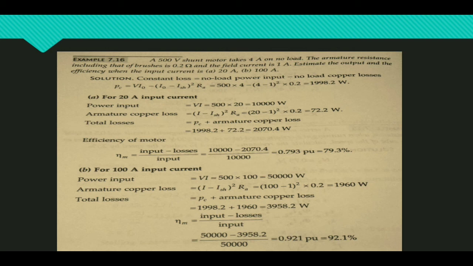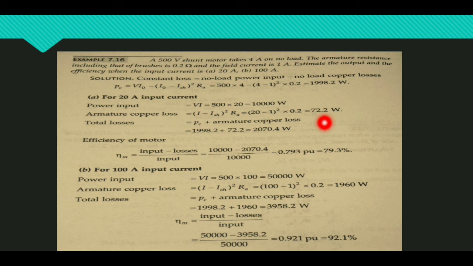Now in case of the second condition, when the input current is 20 ampere, the power input equals V into I, that is 500 into 20, that is 10,000 watt. The armature copper loss equals IA square RA, that is (I minus ISH) squared, where I is 20 according to this condition. 20 minus 1 squared into 0.2, that is 72.2 watt. That is the armature copper loss.